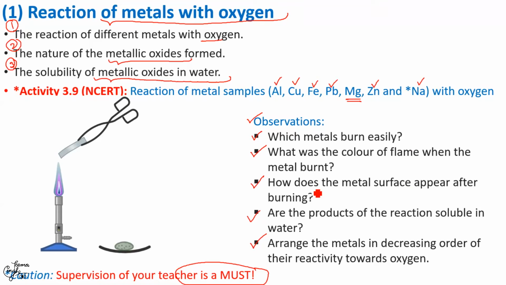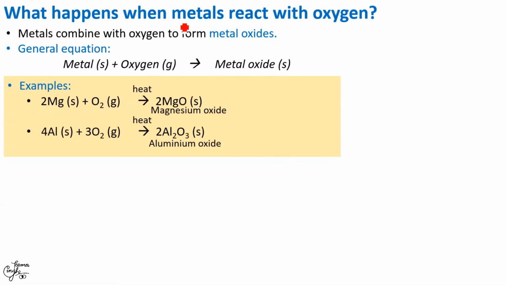First of all, let us understand what happens to metals when they burn or react with oxygen. Metals combine with oxygen to form metal oxides. Now, the general equation for the reaction of metals with oxygen can be written as: metal, which is solid in nature, combines with oxygen, which is gaseous in nature, to give rise to metal oxide, which is again solid in nature. For example, magnesium combines with oxygen to give rise to a white solid known as magnesium oxide.